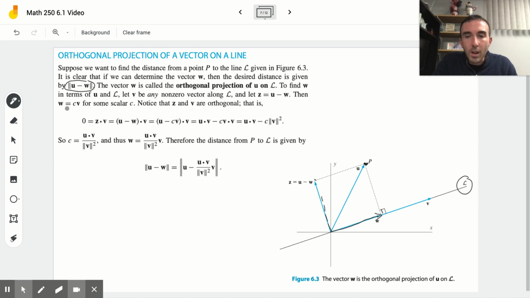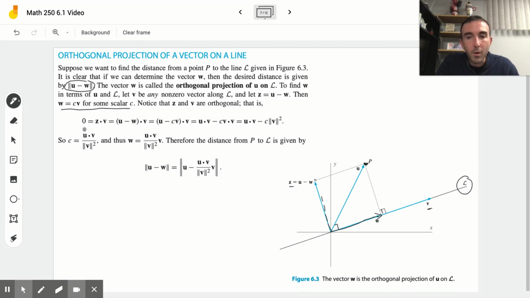Then we say that vector W is equal to C times vector V for some scalar C. So that just means that, since they both lie along the same line, one is a scalar multiple of the other. They both have the same direction, but one might just go a little bit further than the other. Since we've set this up in such a way that Z and V are orthogonal, meaning they meet at a right angle, because we dropped that perpendicular along the way. So I have vector Z meeting vector V over here at a right angle.